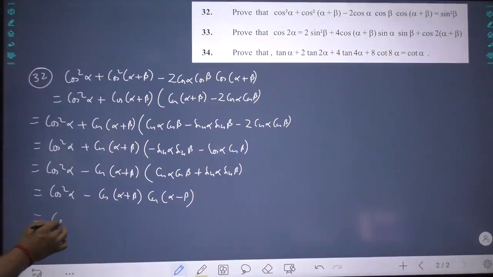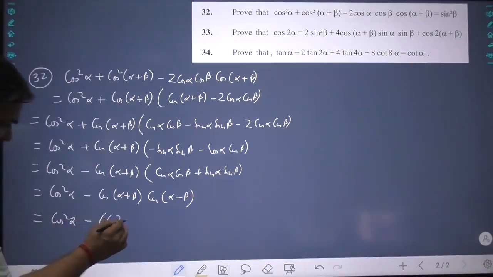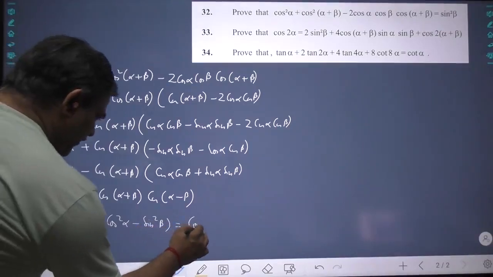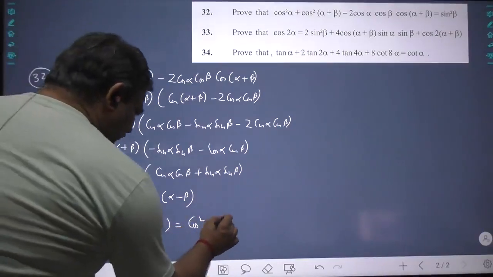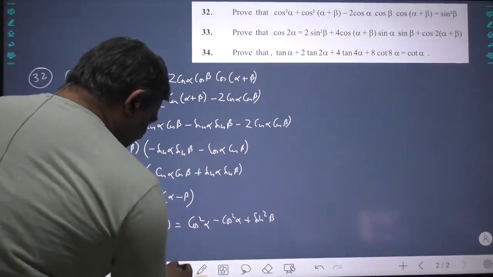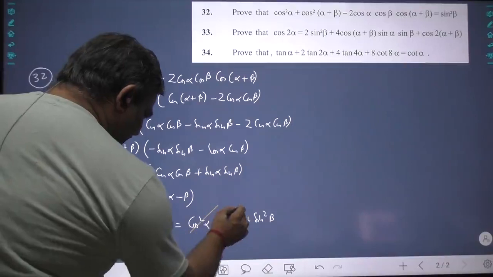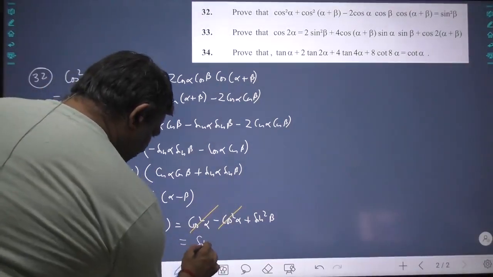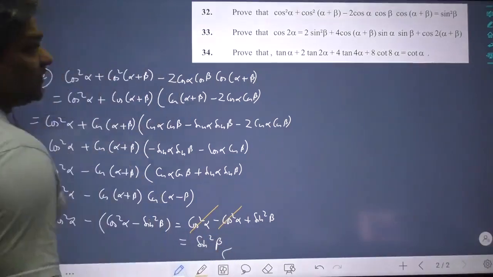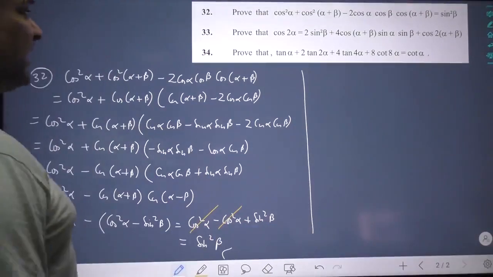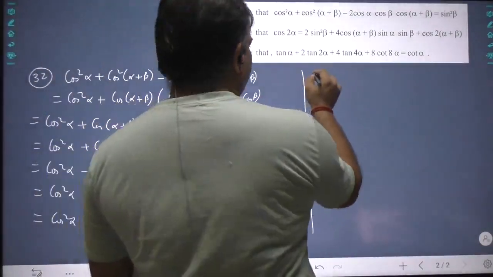Now use the formula. Cos alpha plus beta into cos alpha minus beta is cos square alpha minus sin square beta. Simply open the bracket. Cos square alpha minus cos square alpha plus sin square beta. So this thing gets cancelled and you have your answer. This comes out to be sin square beta. Yes, this is 32. In the same pattern, you have 33.